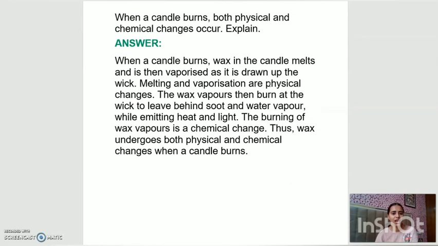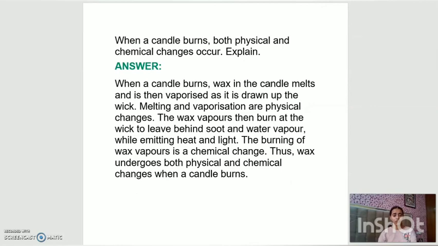Now question 5 says that when a candle burns, both physical and chemical changes occur, right? Explain. So the explanation is that when a candle burns, student, wax in the candle melts and then vaporizes as it is drawn up the wick, right? Melting and vaporization are physical changes, student. The wax vapors then burn at the wick to leave behind soot and water vapor, while emitting heat and light. The burning of wax vapor is a chemical change. Thus, student, wax undergoes both physical and chemical changes when a candle is burned.